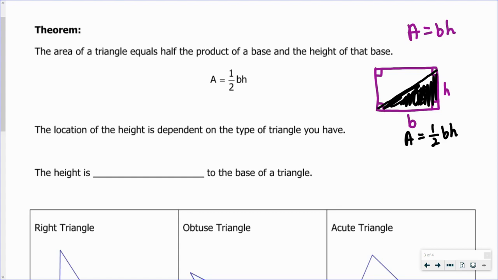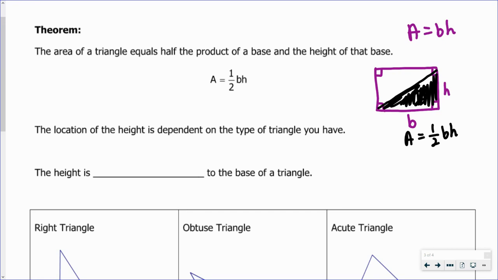And this is going to be the case for all parallelograms. If you were to take and divide any parallelogram up into two triangles, those triangles are going to have the same area, and the area is going to be half of the parallelogram. And to find the area of any parallelogram, it's base times height. So that's where this formula comes from.